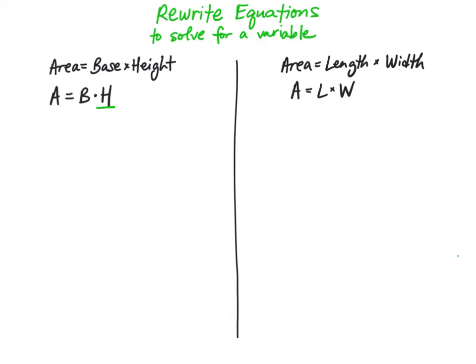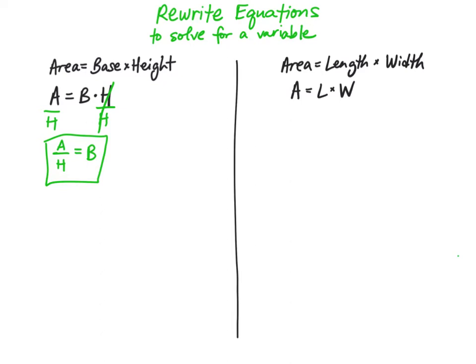Well, it says times h, so instead, divide by h on both sides. H over h is 1, and b times 1 is just b, so that cancels out. And now I've solved for the base. The base is the area divided by the height. Cool, so you can do different things like that.